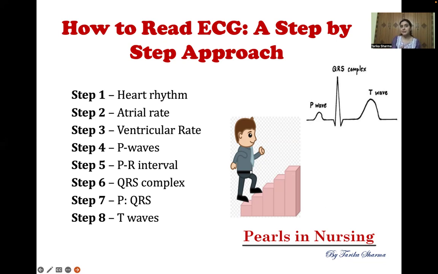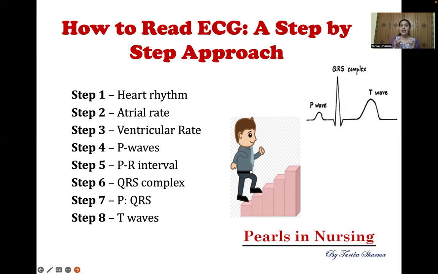So the first step is identification of the heart rhythm, right? Heart rhythm can be regular, it can be irregular, but in normal sinus rhythm, what will it be? The heart rhythm will be regular. The second and third steps are to assess the atrial and the ventricular rate. So normally the rate has to be between 60 to 100 beats per minute, but if it is more than or less than that, it is abnormal.